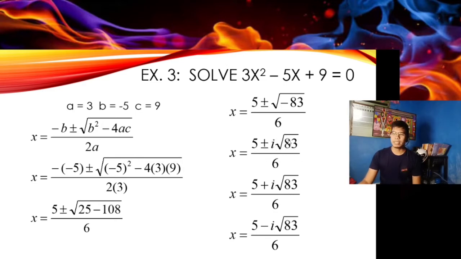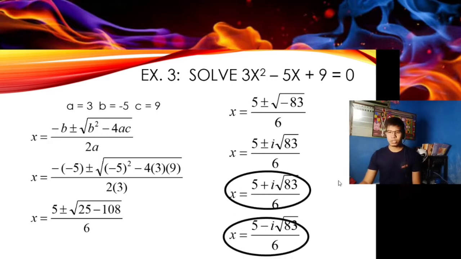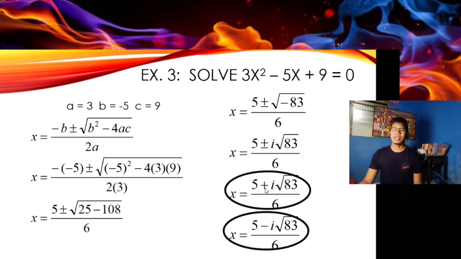So we make the number inside the square root positive by putting imaginary here, because this is now an imaginary number since we have a negative number inside the radical or a square root. So we'll have the two solutions here, one using the addition and then the other one using the subtraction.